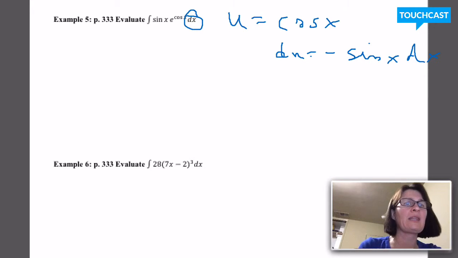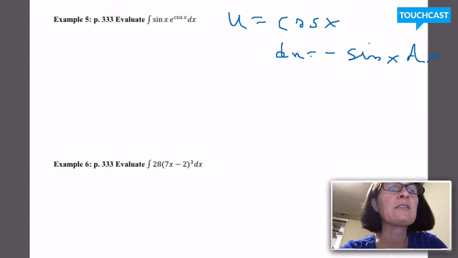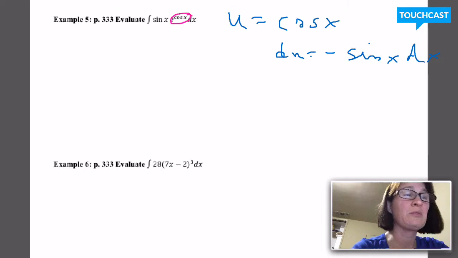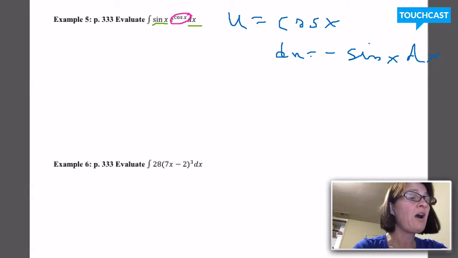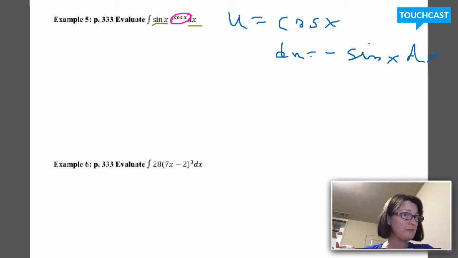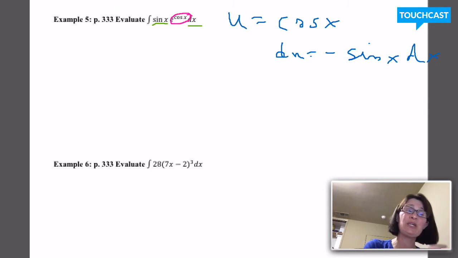So here's another way to think about it, which can be a little bit faster if you are ready for it. If you've already decided that u is going to be cosine of x, and then you're thinking in your mind, well, that means that part of my integral I'm going to be able to write as e to the u, which means the parts that are left over, sine x dx, are the parts that should disappear and leave behind du with maybe a constant or a negative.